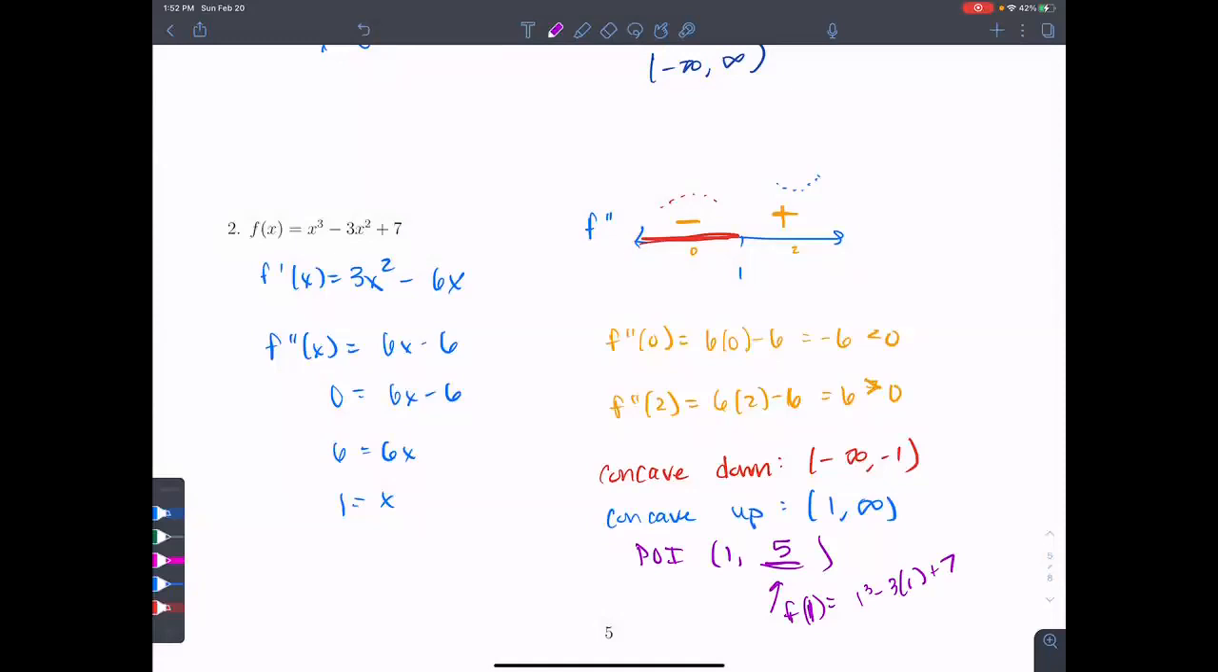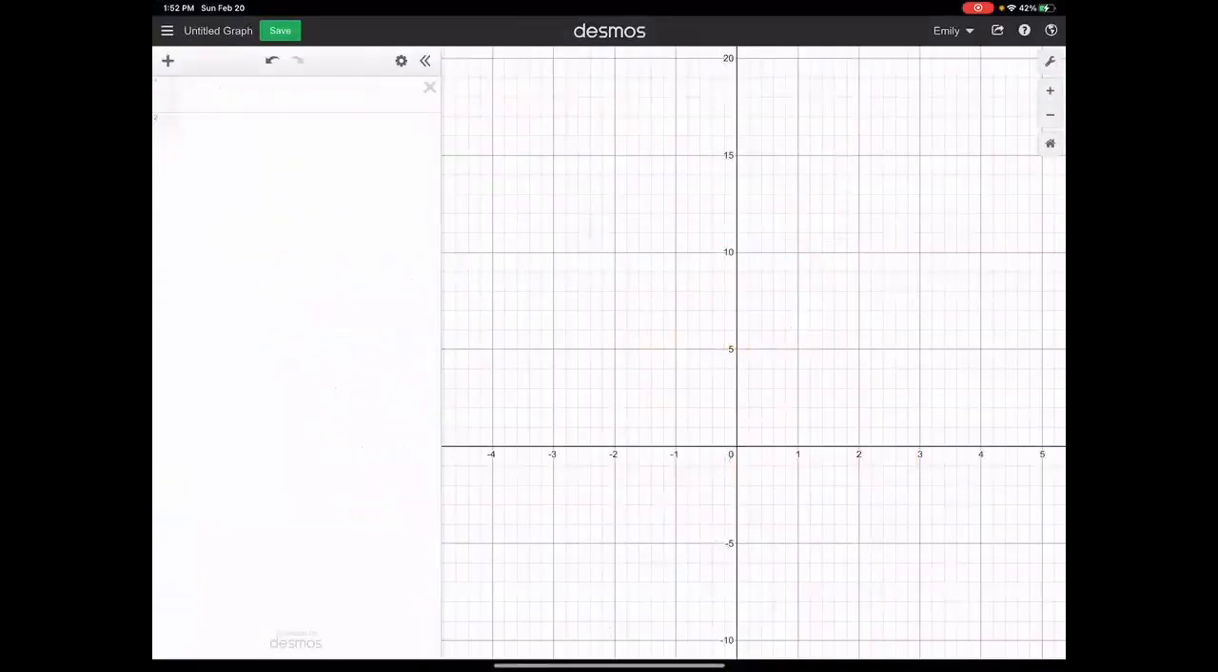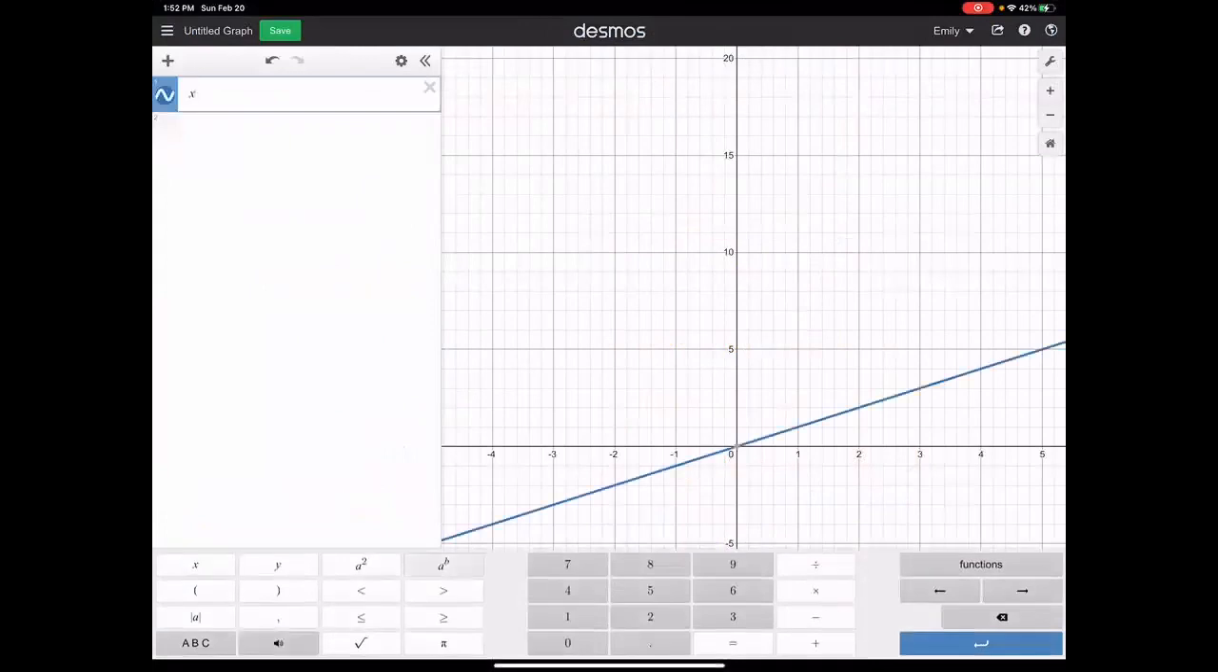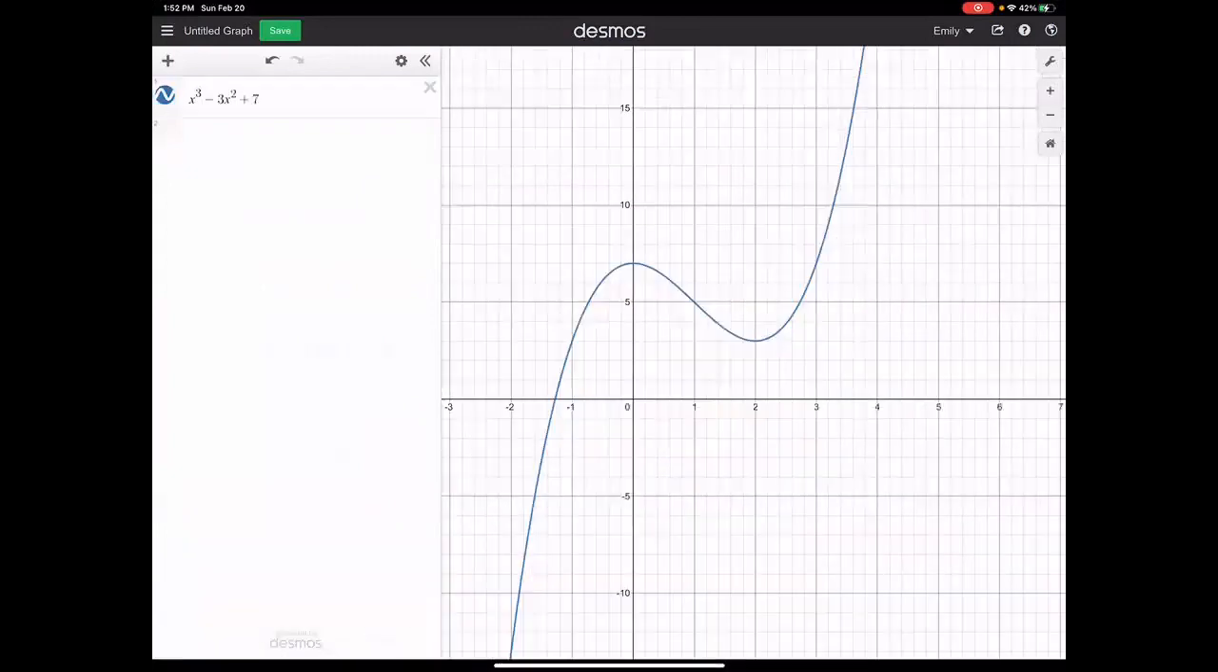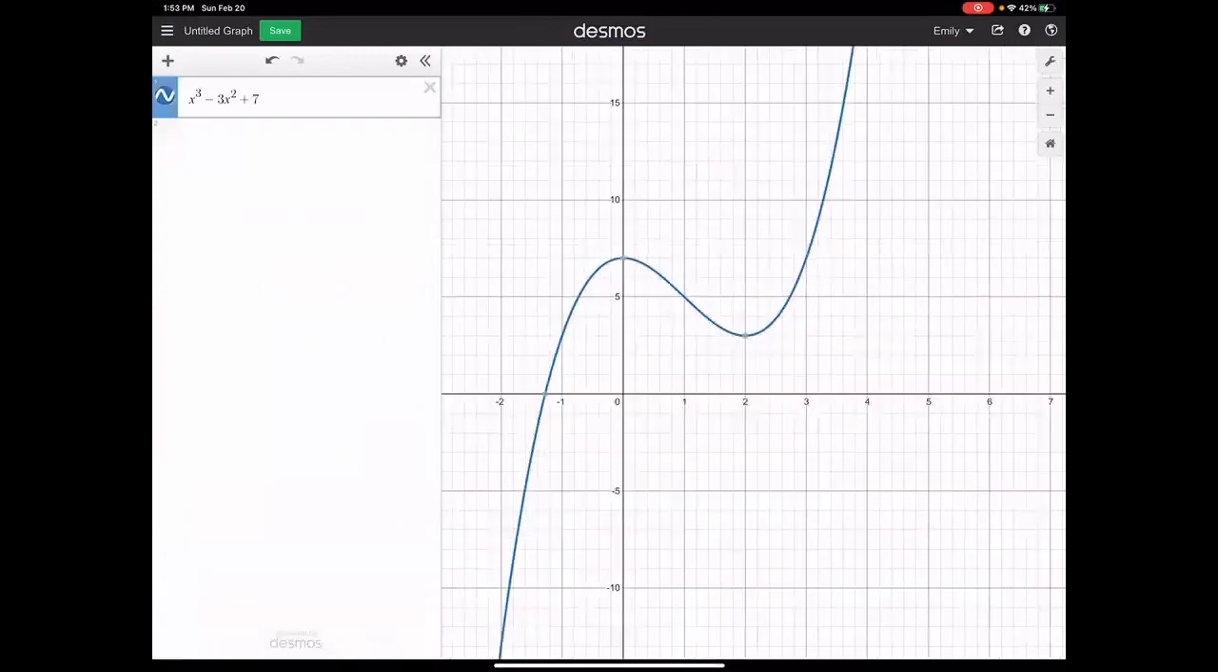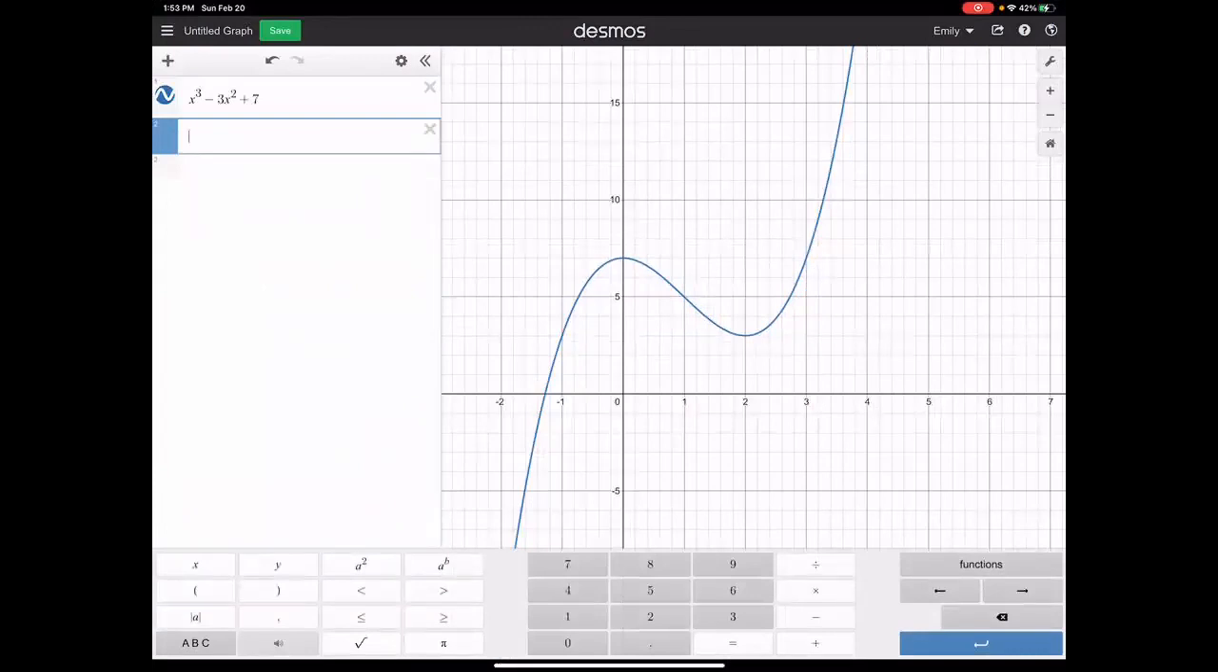Okay, let's see what that one looks like. x cubed minus 3x squared plus 7. Okay, so it looks like we have, maybe that's at 1, 1, 5 is our point of inflection there. It's concave down until that point, and then concave up after that.